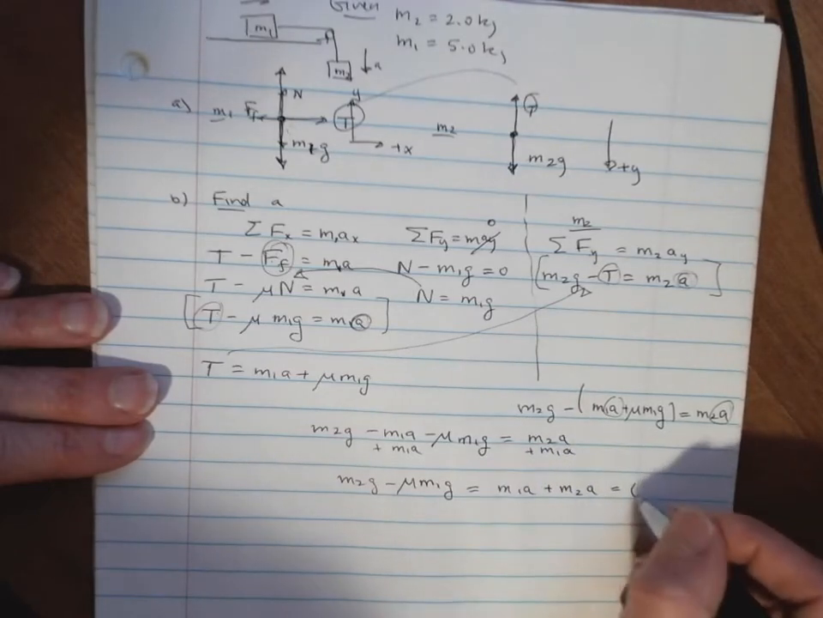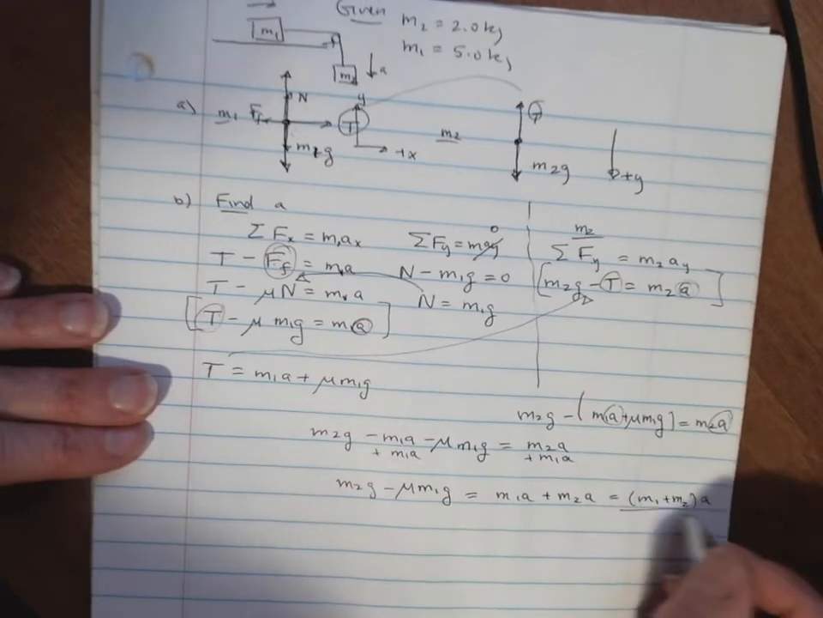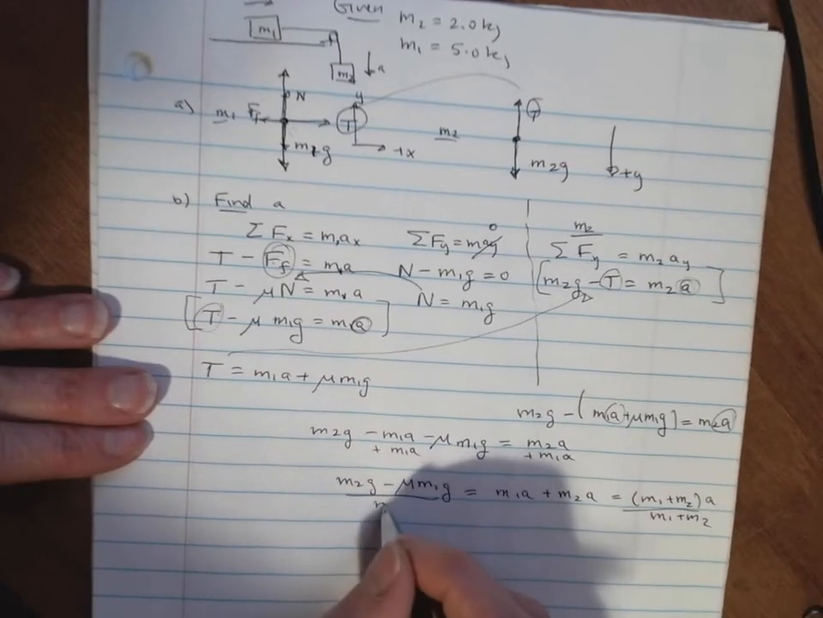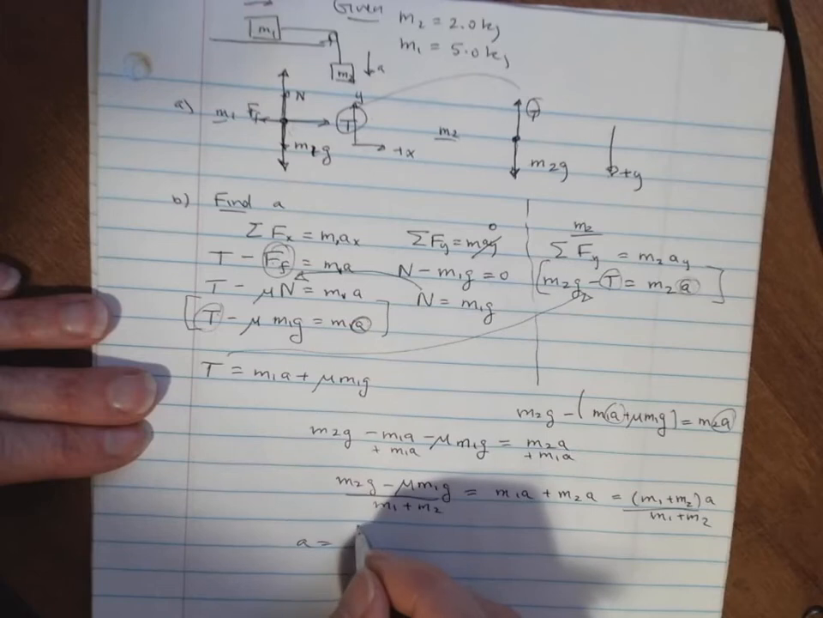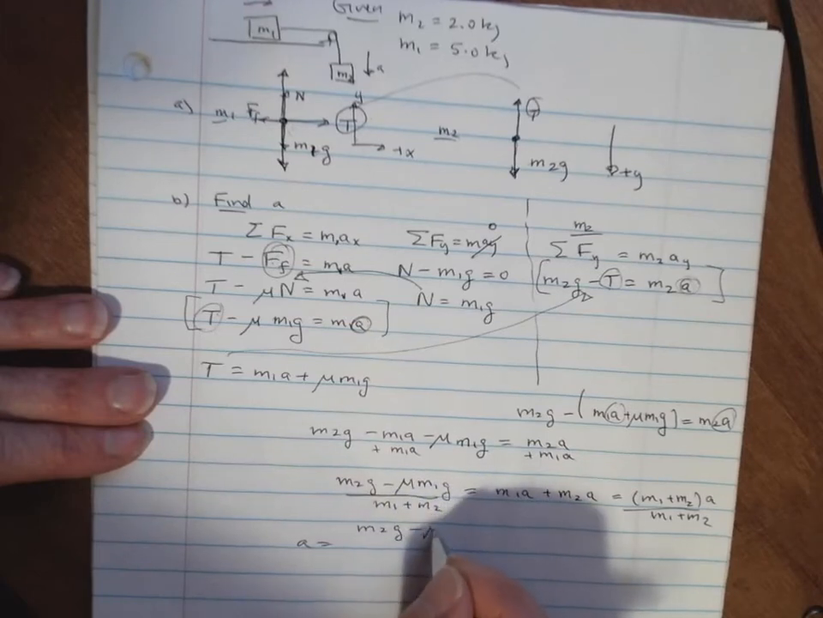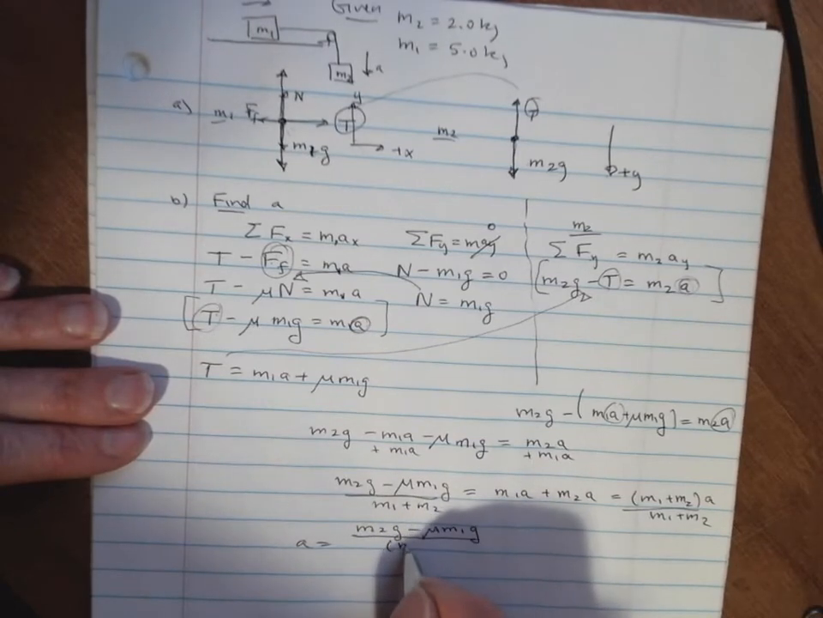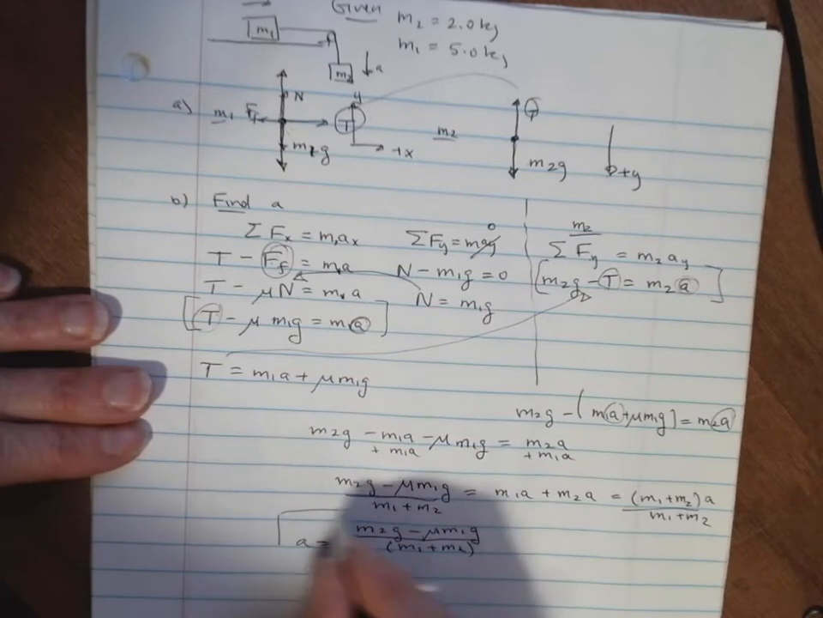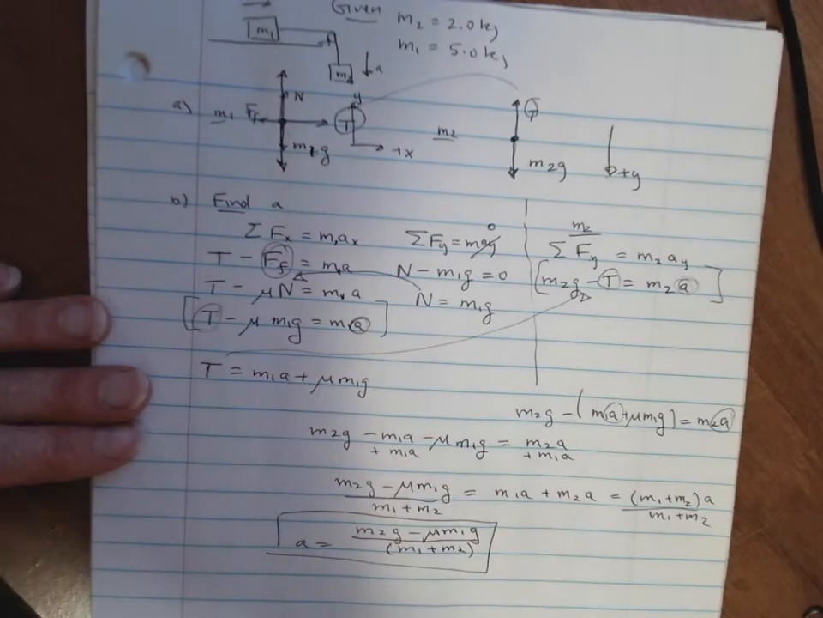And if I factor out my acceleration, I get (m1 plus m2) a. And now I want to divide both sides by m1 plus m2. So I get that my acceleration is m2g minus mu m1g, so the weight of the hanging mass minus the force of friction, divided by the total mass, so my system mass. Okay, so that's what I get for my acceleration.